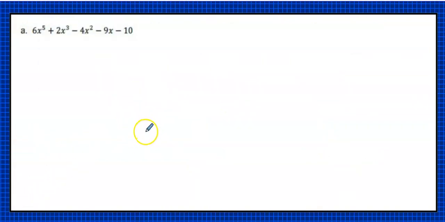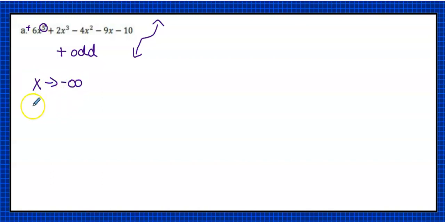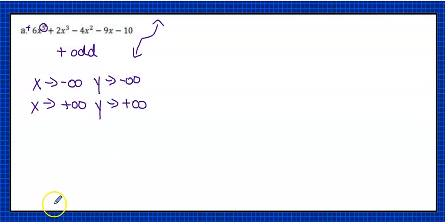So this is number 2A, and the only thing we need to look at is this 5, and the fact that this 6 is a positive number. So this is a positive odd polynomial function. So remember, positive odd looks like that. So on the left side, it's approaching negative infinity. On the right side, y's are approaching positive infinity. So we would do the same thing we did on our chart. This is the left side of the graph. This is the right side of the graph. And that's what it would look like.